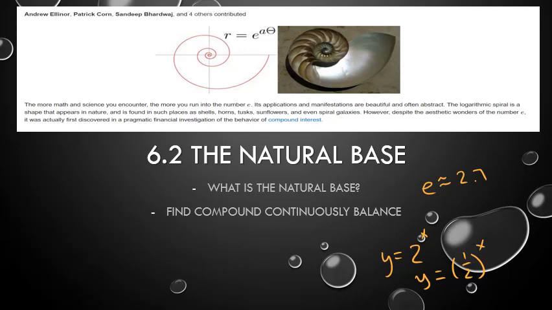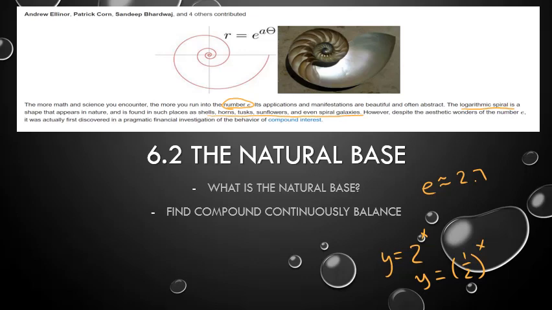Okay, so the way that this is found in nature is in something called the logarithmic spirals, and it all is based around this number that we call E. This says that it appears in nature, found in places as shells, horns, tusks, sunflowers, and even spiral galaxies. So if that's something you might be interested in, please take the time and investigate and just Google it and see what you can find out. I think it's pretty neat.